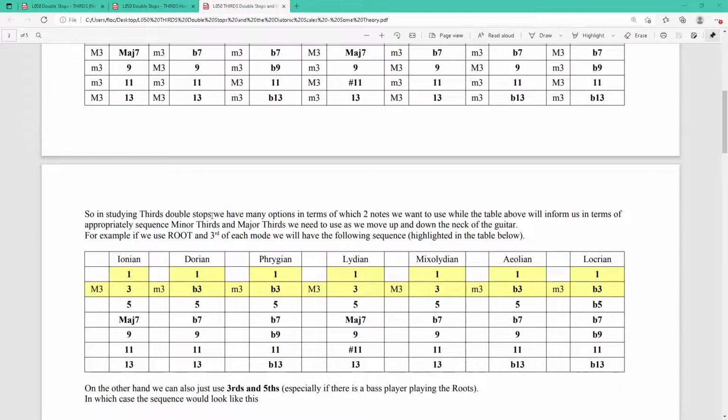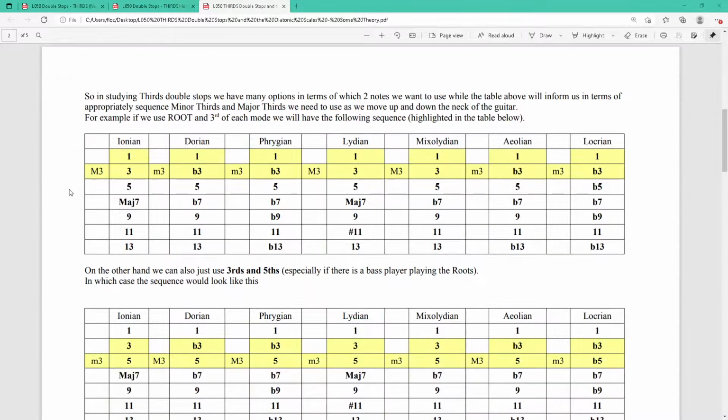So in studying double stops, we have many options in terms of which two notes we want to use, while the above table will inform us in terms of the appropriate sequence of minor thirds and major thirds that we need to use as we move up and down the neck of the guitar. For example, we can use root and third, and here is your sequence, the one I just executed: major, minor, minor, major, major, minor, minor.